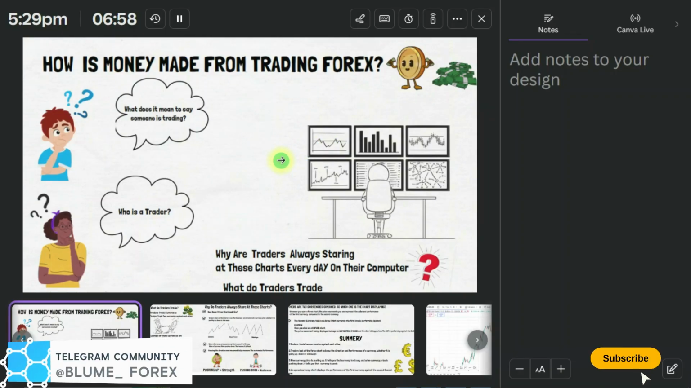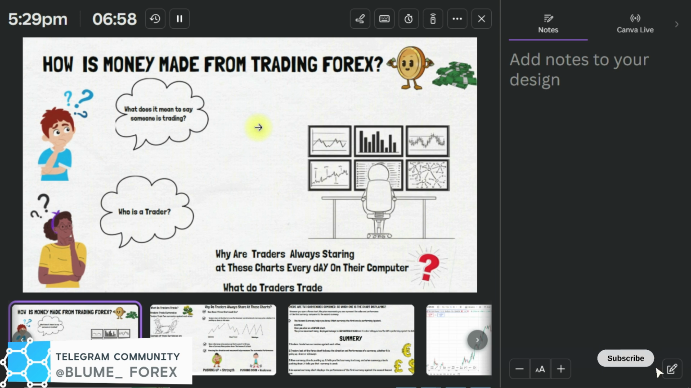So a lot of people do not understand how forex trading actually works, right? You probably heard there are people who trade forex, but you don't understand what they actually do and how they make money trading forex. So before we go into the actual course, you have to understand the concept behind trading before you even start.